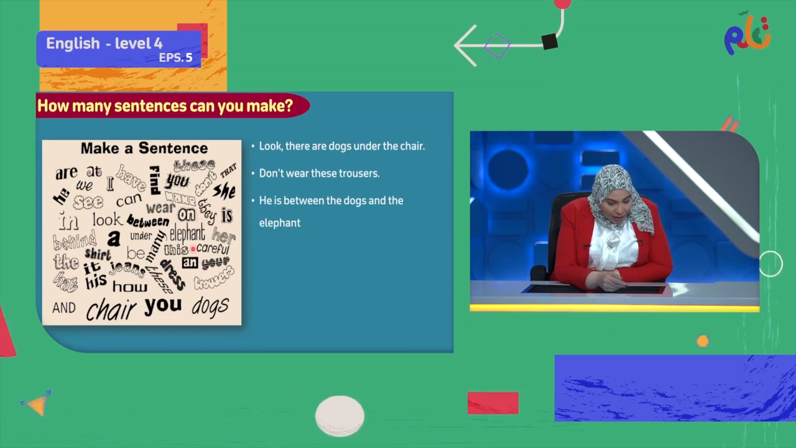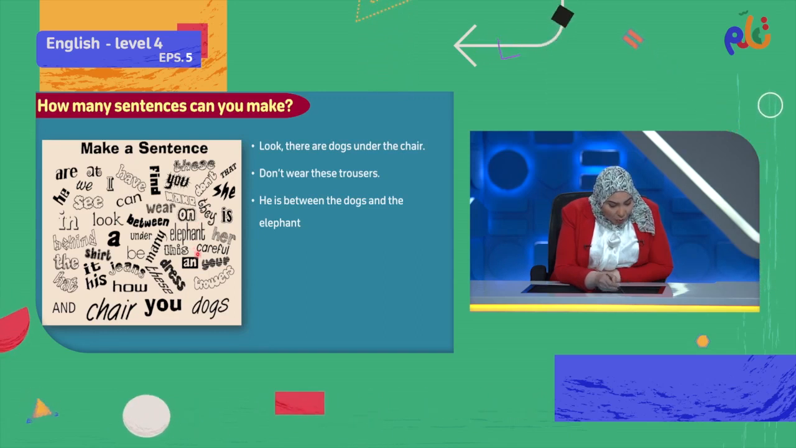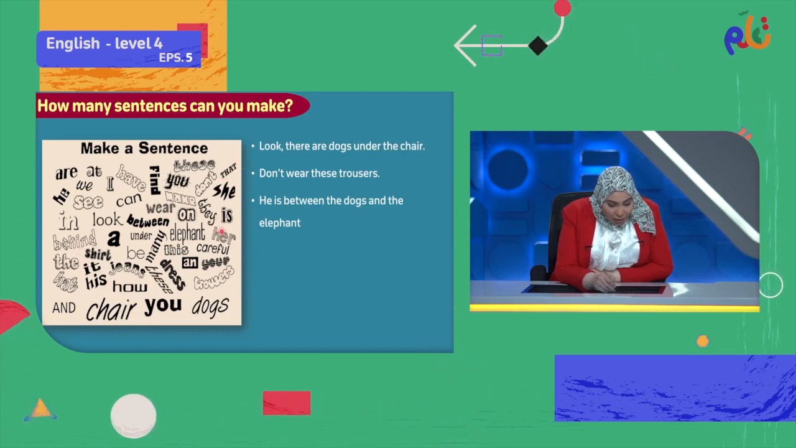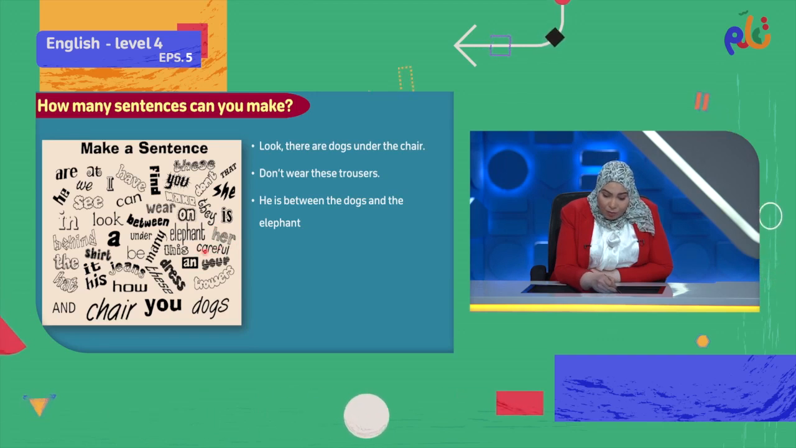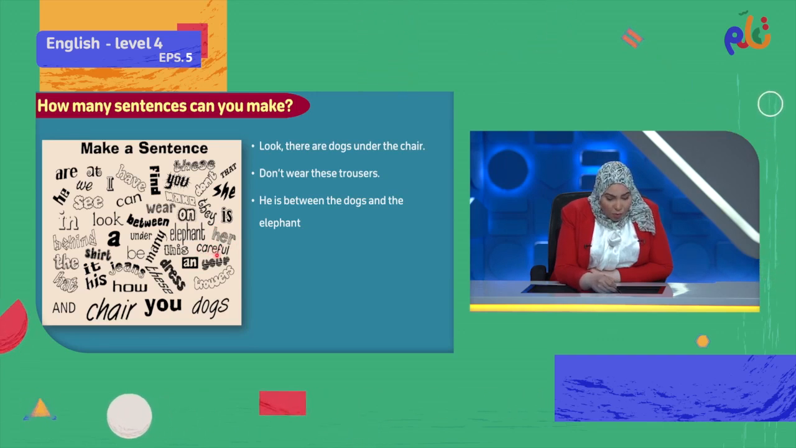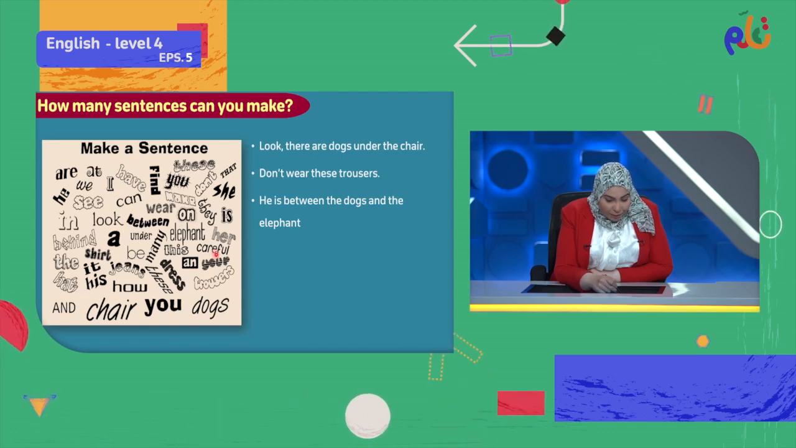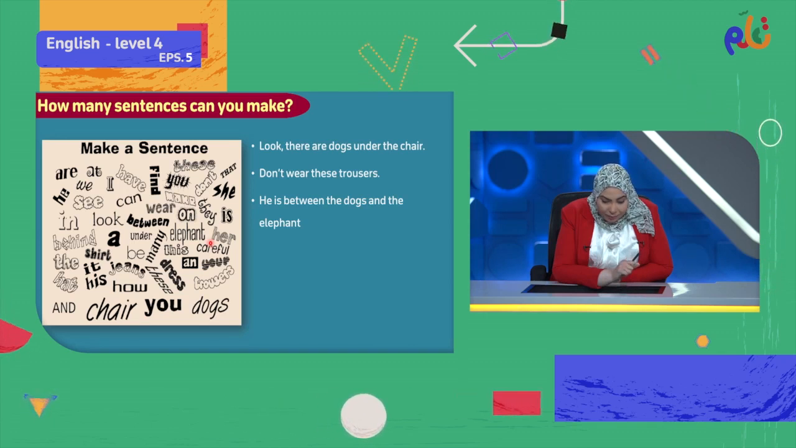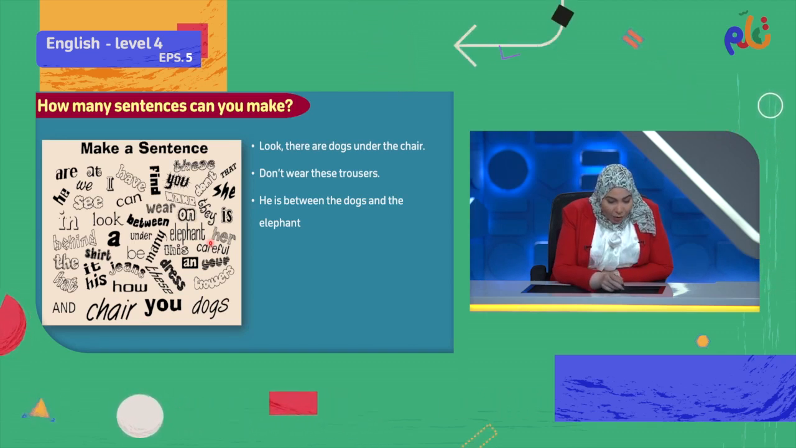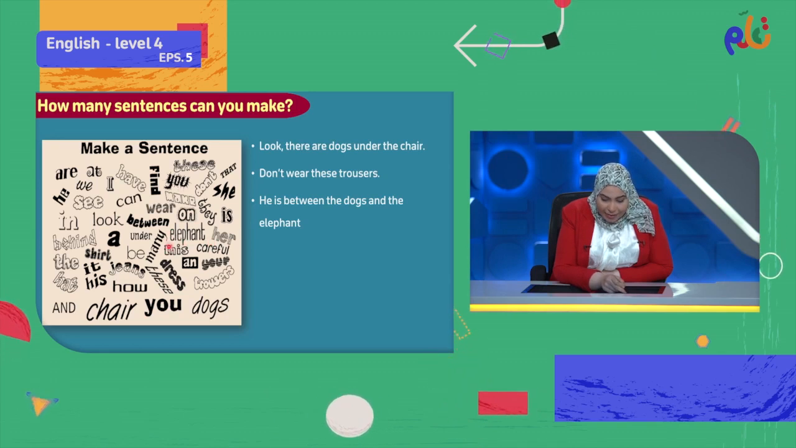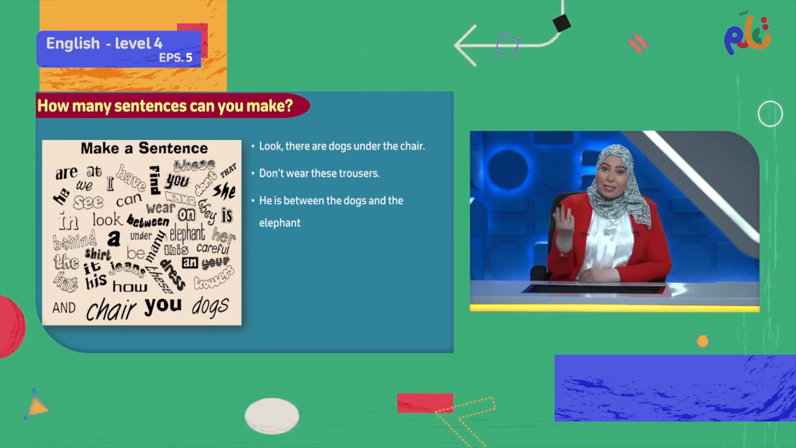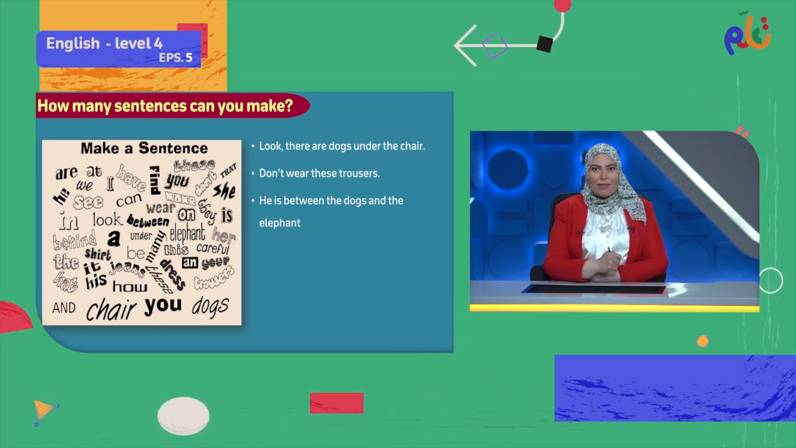Okay, I want something as a starter. So trousers, chair, behind. What do you think? Okay, I can start with careful. So careful, I need to give a warning. So careful. What do you think the warning can be? Okay. Careful. This elephant can find you. This is a nice warning. Careful. This elephant can find you.